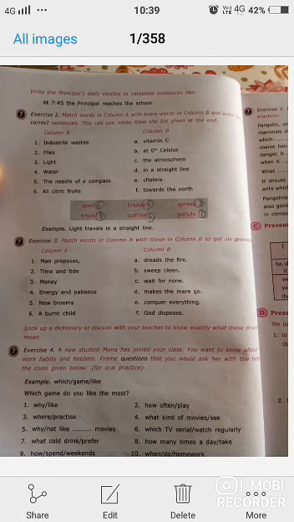Where to add s and where not to. With a singular case, you have to add s in the verb. In a plural case, you don't have to add s in the verb.